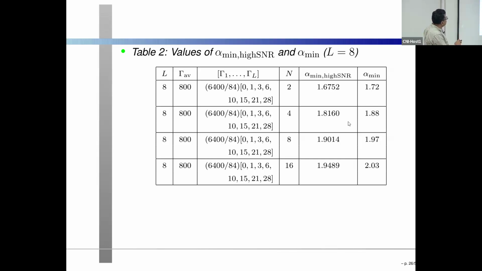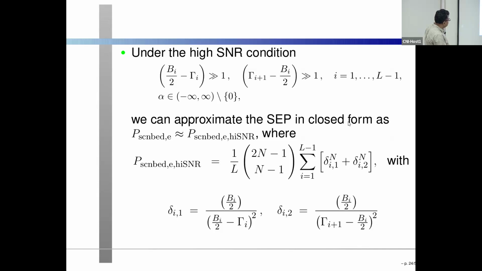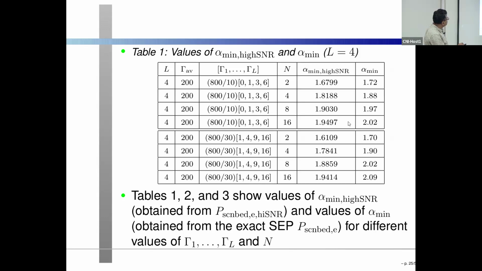No, no, no. This is dependent on gamma average, no? No, this high SNR one does not depend on gamma average as such. I mean, basically we are using this expression. It will depend on gammas, but what I'm saying is, we are using this approximation of the SEP. But if you look at these values, if you could go to the table there. So in the first part of the plot you have 0, 1, 3, 6, and in the bottom you have 1, 4, 9, 16. Yeah, but the alpha min value is not changing. No, because the distributions are different, no? The gamma 1 to gamma 4 are different, no? Yeah, it will depend on so many factors.